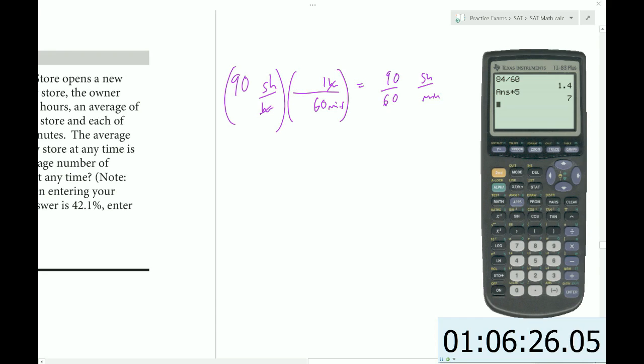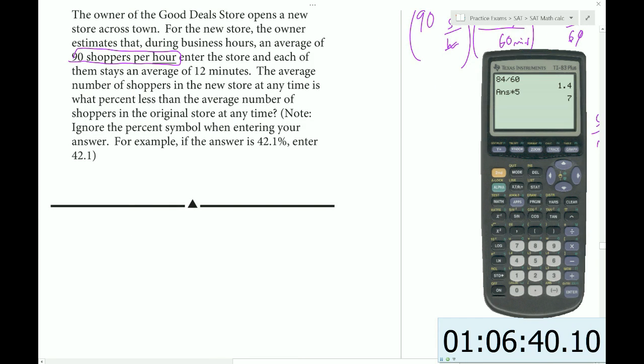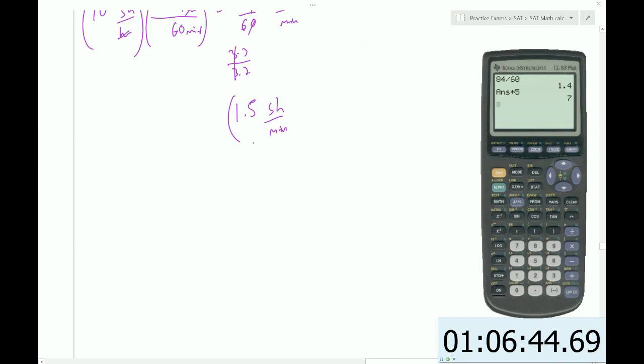And of course, you could reduce, canceling the zeros. 9 over 6 is 3 times 3 over 3 times 2. The 3's cancel. You get 3 over 2 shoppers per minute, also known as 1.5 shoppers per minute. They enter the store, and each of them stays an average of 12 minutes. So according to Little's Law, we multiply this by 12 minutes, and then the minutes will cancel out. And we do 1.5 times 12. So half of 12 is 6. Add that back, you get 18. So 18 shoppers would be the answer to Little's Law there.